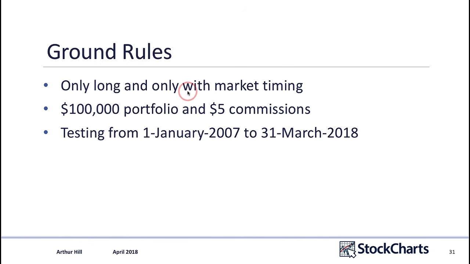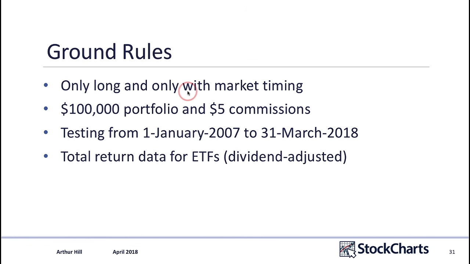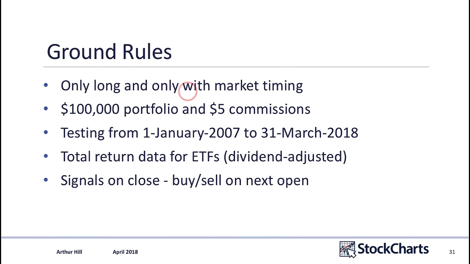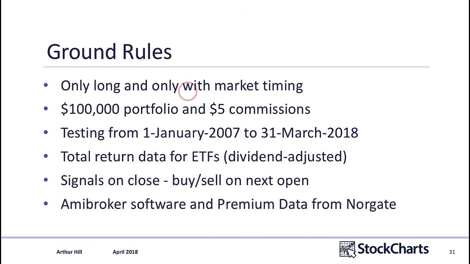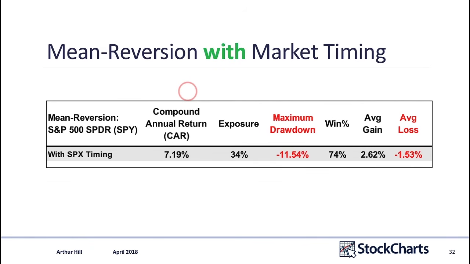There's the testing period we talked about already. I'm using total return data for all of these ETFs, so that means the dividends are included. So when I look at QQQ, MDY, and IJR, those dividends are included in the return. The signals are based on the close, and the buy and sell entries are based on the next open. I'm just keeping it as simple as possible. I'm using AmiBroker software to do this backtesting and premium data from Norgate.